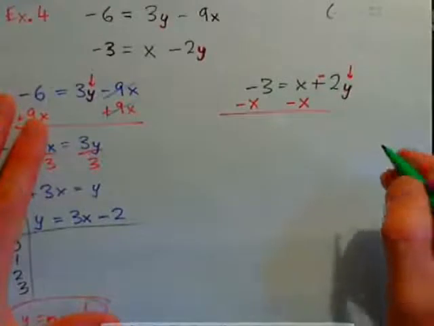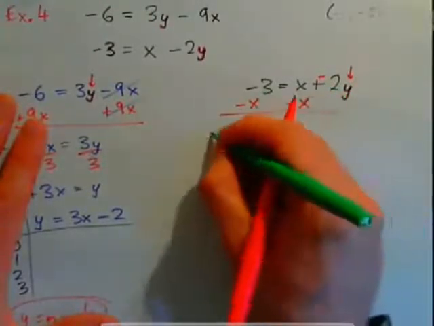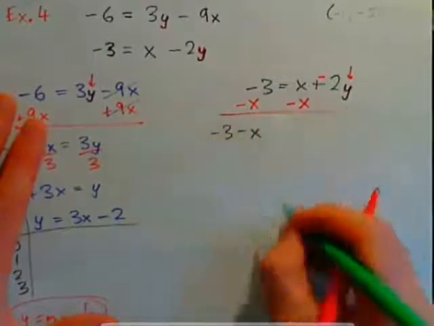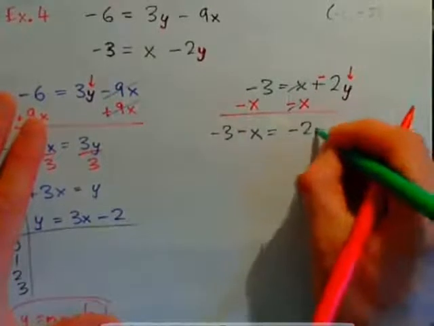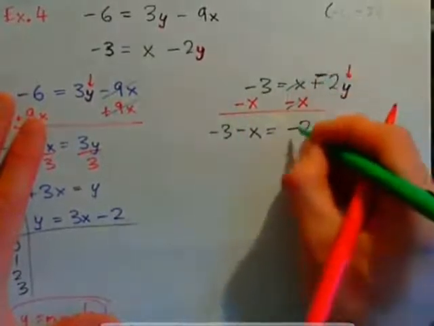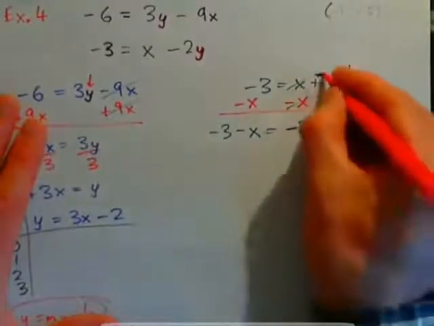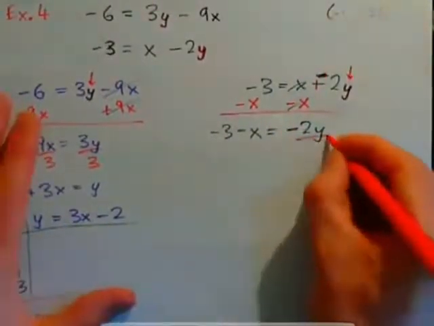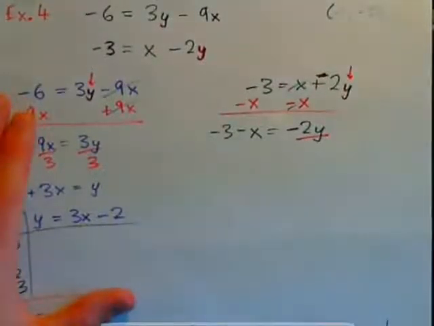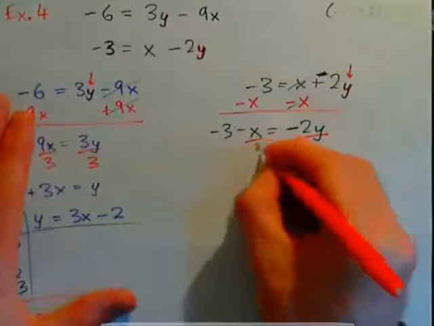So I get negative 3 minus x on the left-hand side. These x's cancel, and I have negative 2y here, and this negative must stay here. You have to have a negative down here. Now, y has been multiplied by negative 2. To get it by itself, I need to divide by negative 2 everywhere.